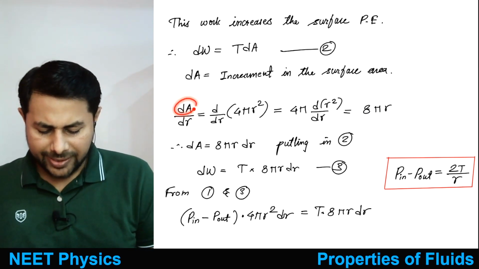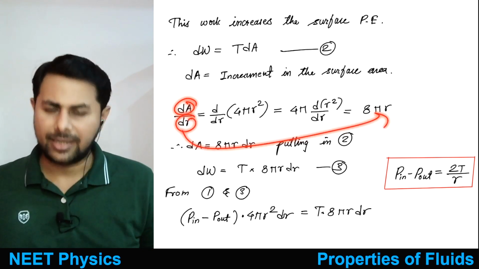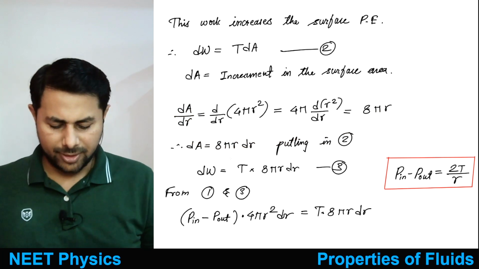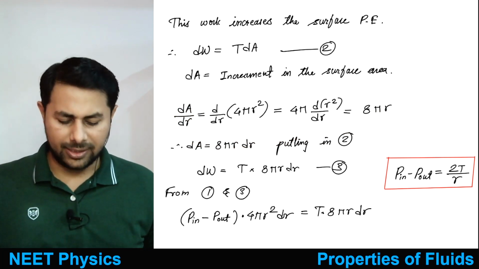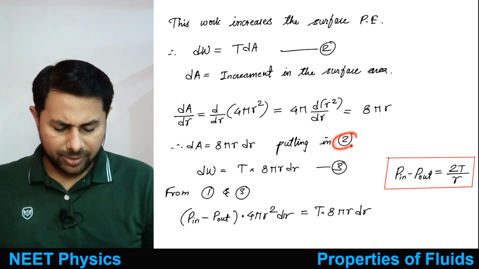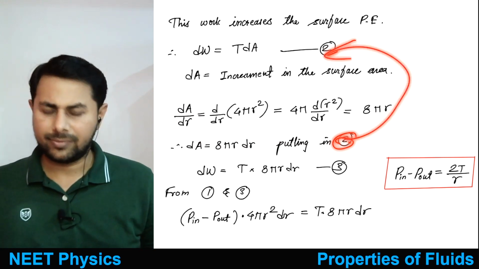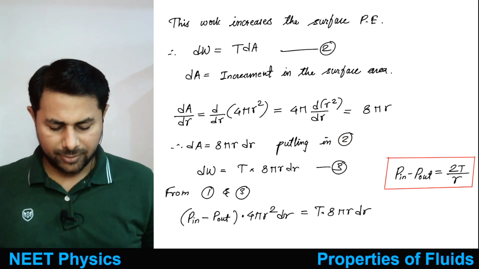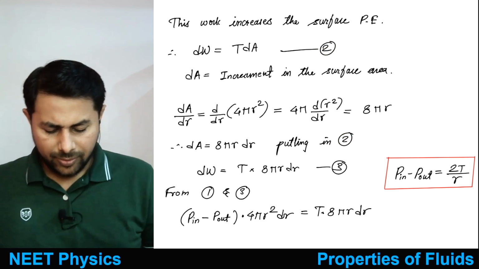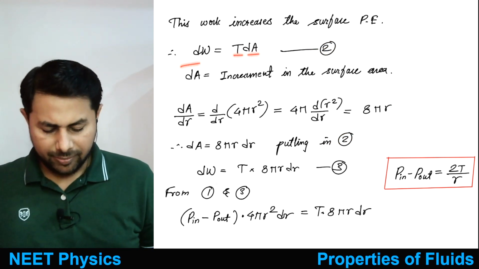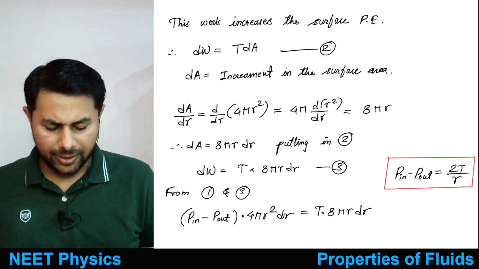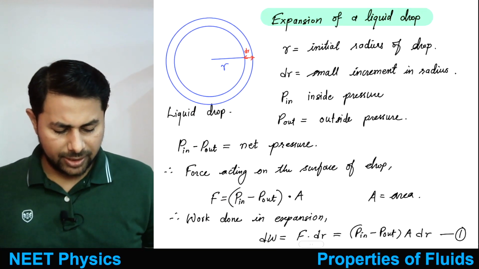Then what is dA? Move dr to that side, so you get dA equal to 8 pi r dr. So dA is equal to 8 pi r dr. Substitute that in this equation. What do you get? Work done is equal to T times dA, which means work done is equal to T times 8 pi r dr. And you found that work done is equal to what?